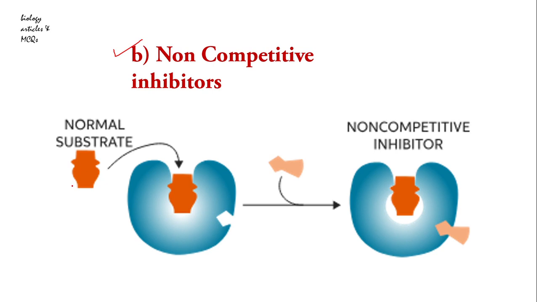The second type of reversible inhibitor is the non-competitive inhibitor. Guys, we see that in the competitive inhibitor, the inhibitor attaches to the active site. But in case of a non-competitive inhibitor, the inhibitor will not attach to the active site. It will attach to a point other than the active site, and this type of site is called an allosteric site. As you can see there, if the normal substrate is present, it attaches to the active site here. But if the inhibitor is present, it attaches to this site, and this is not the active site because it is another site. So it is called the allosteric site.